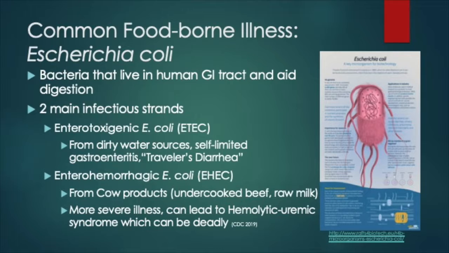The more severe strain is enterohemorrhagic E. coli, which comes from cow products like beef or unpasteurized milk. It actively invades the intestinal lining and will lead to bloody diarrhea and a very painful gastroenteritis. What's worse is that it may lead to a condition known as hemolytic uremic syndrome, which can be deadly as it causes destruction of blood cells and a platelet dysfunction that can lead to severe internal bleeding.